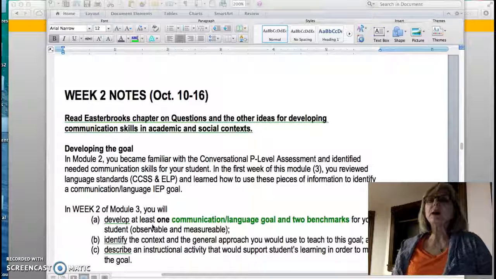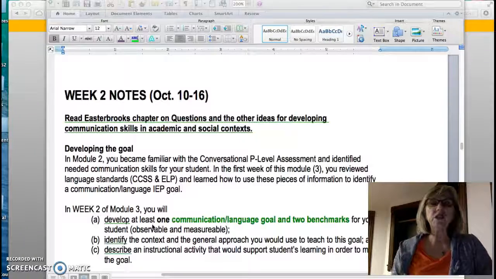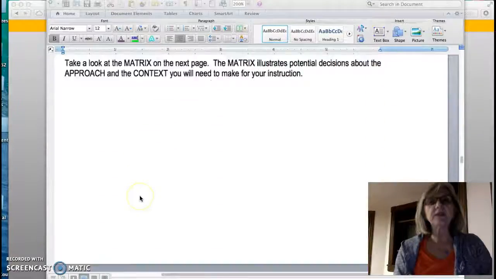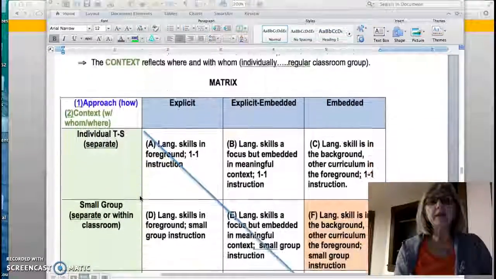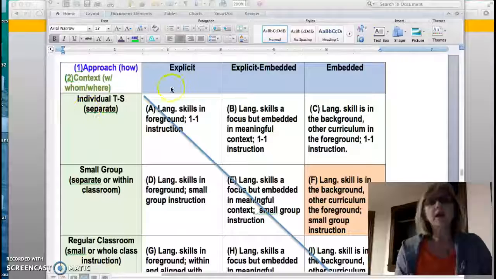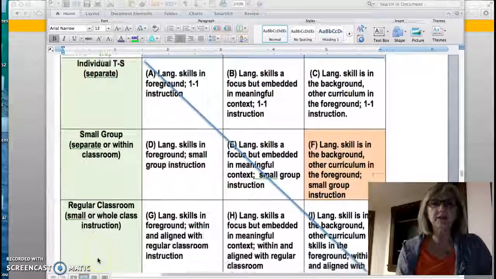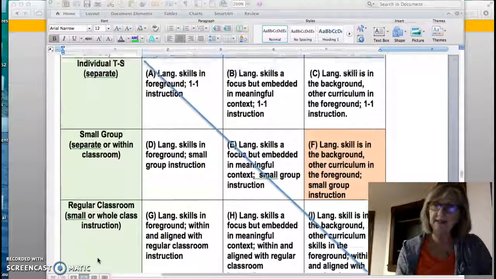I'll do a video for week 2, but primarily week 2 is asking you to take what you used here and begin to think about the approach you're going to take for instruction and where you might actually teach that skill.